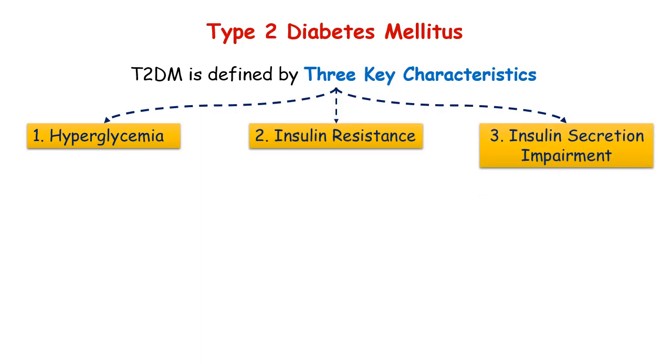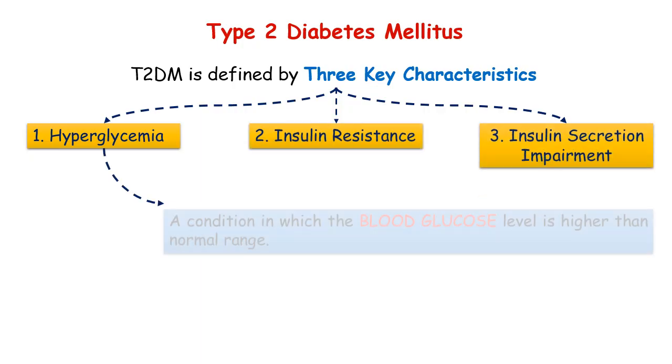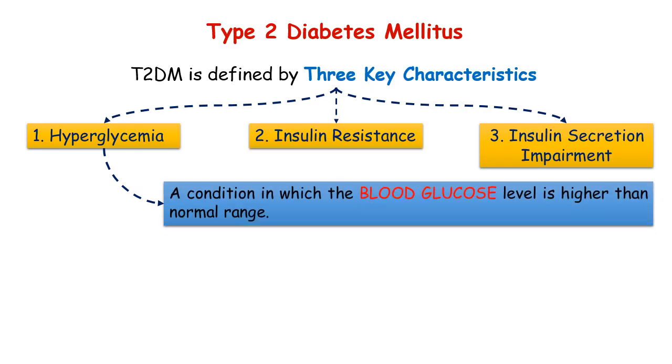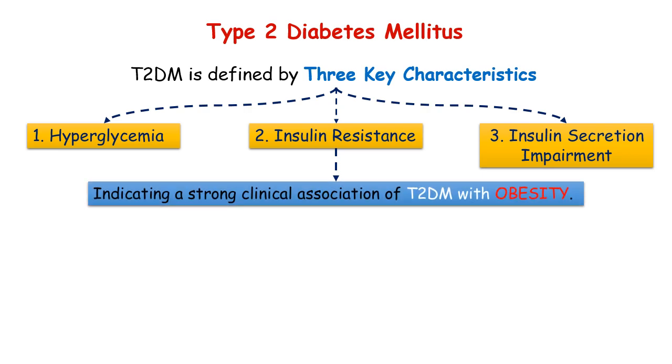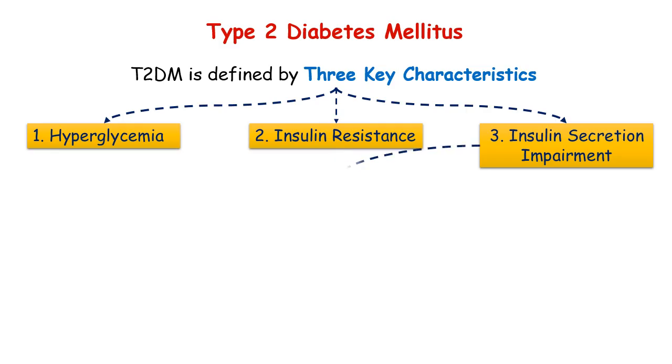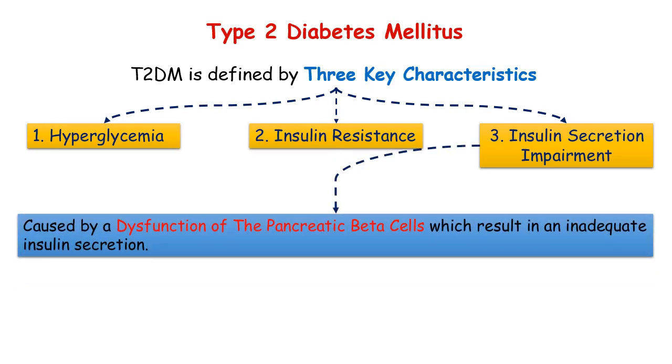Type 2 diabetes mellitus is defined by three key characteristics: hyperglycemia, insulin resistance, and relative impairment in insulin secretion. Hyperglycemia is a condition in which the blood glucose level is higher than normal range. Insulin resistance indicates a strong clinical association of type 2 diabetes mellitus with obesity and other insulin-resistant states. Impaired insulin secretion is caused by a dysfunction of the pancreatic beta cells, which results in inadequate insulin secretion.